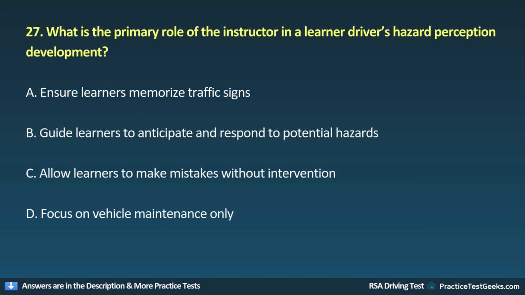27. What is the primary role of the instructor in a learner-driver's hazard perception development? A. Ensure learners memorize traffic signs. B. Guide learners to anticipate and respond to potential hazards. C. Allow learners to make mistakes without intervention. D. Focus on vehicle maintenance only.